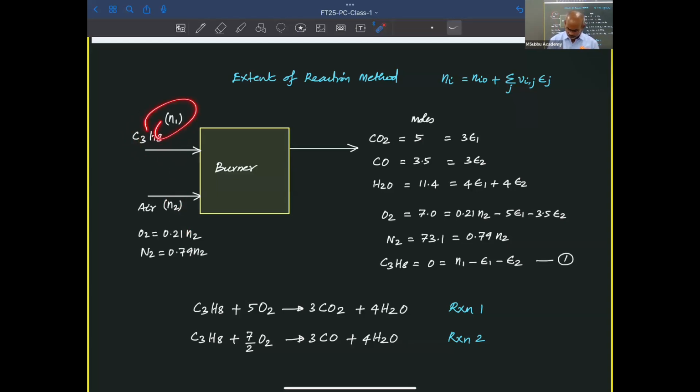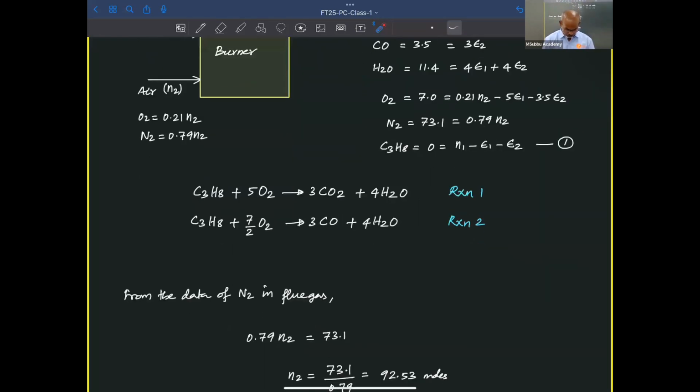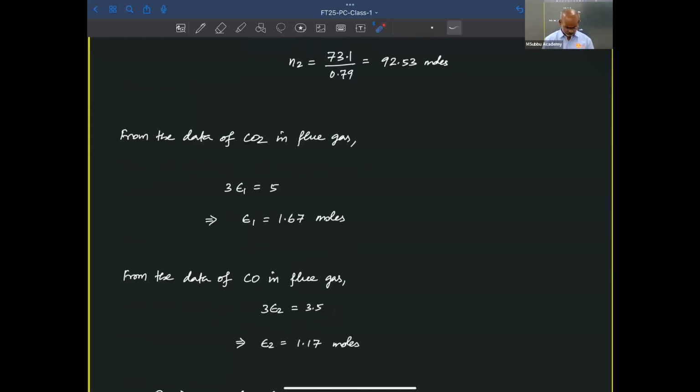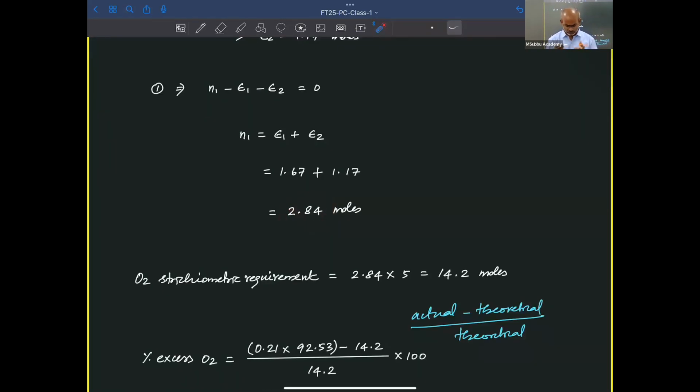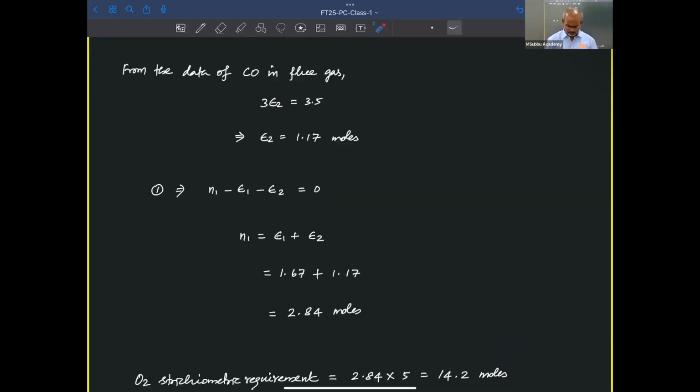So this you can solve, because here we have this data now. This is the equation connecting N1 and the extents. Already we have extent 1 and 2, and from that we are solving N1. So once N1 is available, you can calculate the stoichiometric requirement of O2 for this reaction. So how much is the O2 stoichiometric requirement?